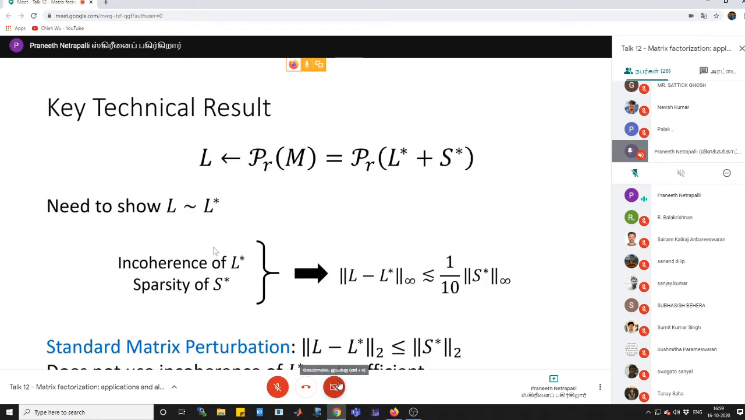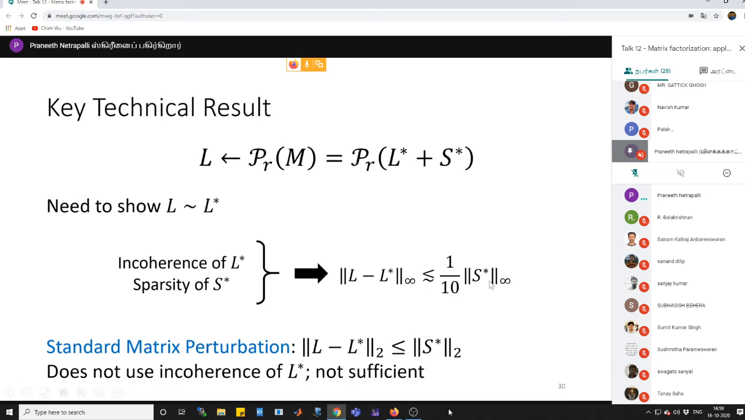Okay, so the key technical result turns out to be a statement about low rank projections, right? So let's say we are looking at the first time step. We are saying our iterate L will be the rank r projection of the matrix M, which is L star plus S star. And we want to argue that L is very close to L star. In particular, what we would like to show is that L and L star are close in an entry-wise sense. Okay? So the infinity norm means that every entry of L is close to the corresponding entry of L star by this 1 over 10 times the maximum entry of S star.